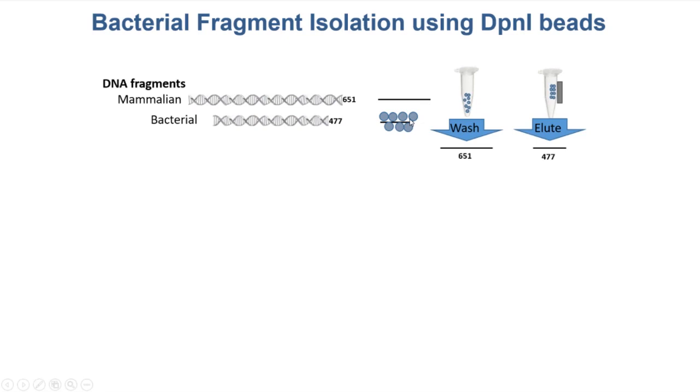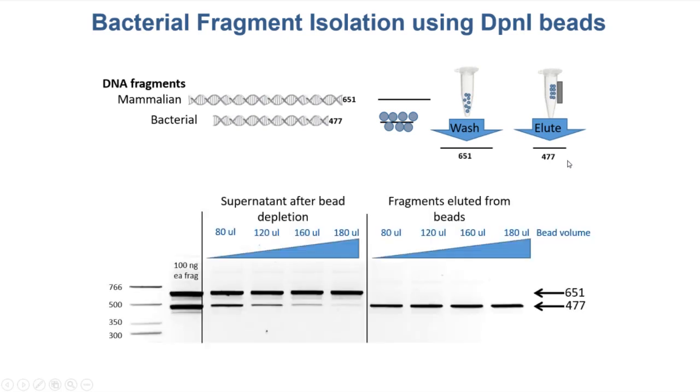So you mix them, and we add in our DpnI coated beads. That's all in a tube. What washes off should be the non-bound, unmethylated 651 base pair fragment. What we collect by magnetics should be the target fragment, and when we elute, we expect to see the 477 base pair fragment. So in the gel, you can see the initial input, the two fragments here, a 651 and a 477.